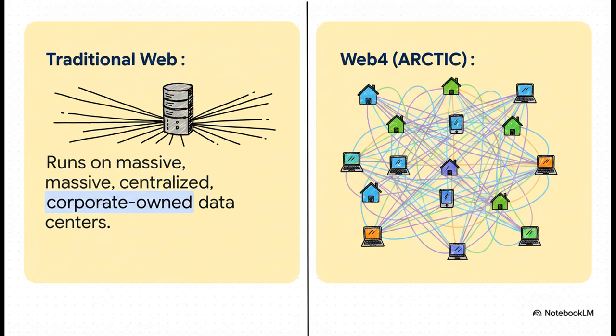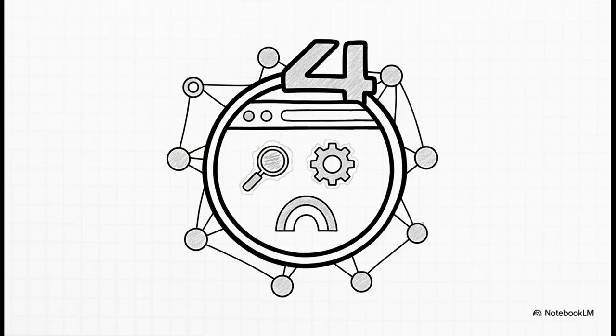Instead, the network is powered by thousands of smaller consumer nodes, people contributing their own computing power. You can even turn your old laptop into a part of the network. Okay, so you have this new decentralized backbone. How do you actually use it?